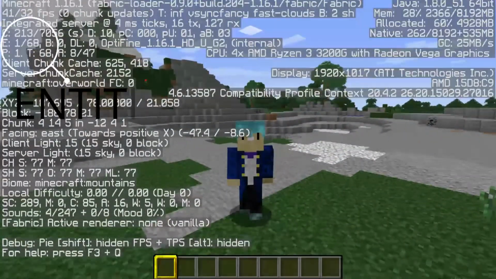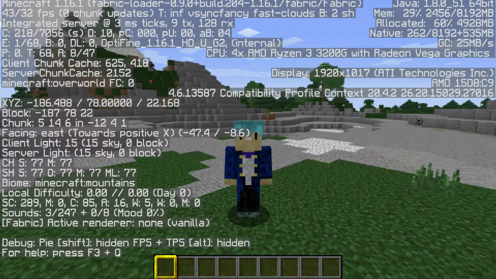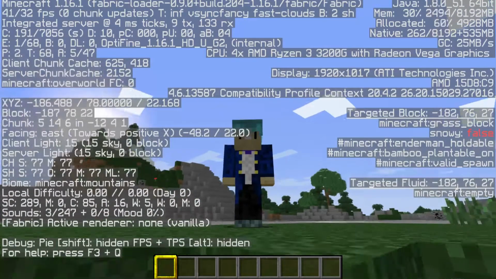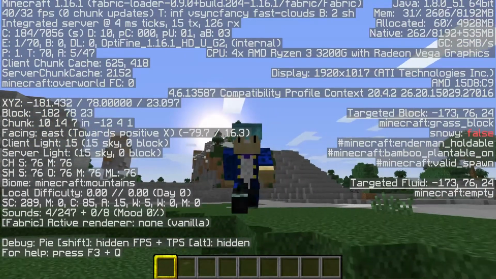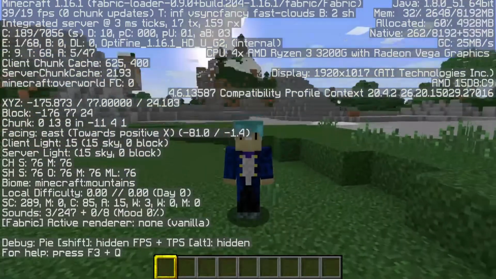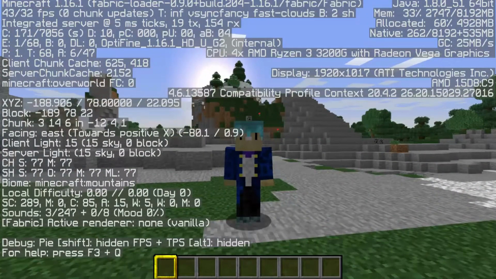The next bit of useful information that we can see there is E, and that stands for entities, and it shows the number of rendered entities over the total number of entities. In this case we've got one rendered entity, and that's simply because I'm in creative and I'm also in peaceful, because I didn't want to be bothered by mobs while doing this tutorial.